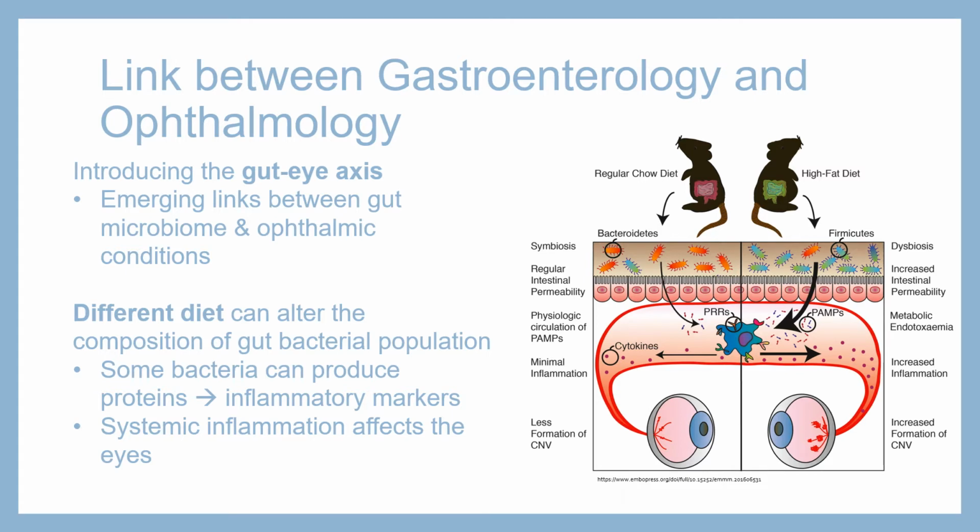The novel idea, called the gut-eye axis, is currently drawing new links between the gut microbiome and ophthalmic conditions. Different diets can alter the composition of the gut bacterial population, and depending on the species, the bacteria can produce proteins upon metabolizing objects that pass the GI tract. These proteins can act as inflammatory markers for the immune cell to interact with and trigger a cascade of responses. We will cover this in more depth soon, but systemic inflammation can also affect the eyes as well.